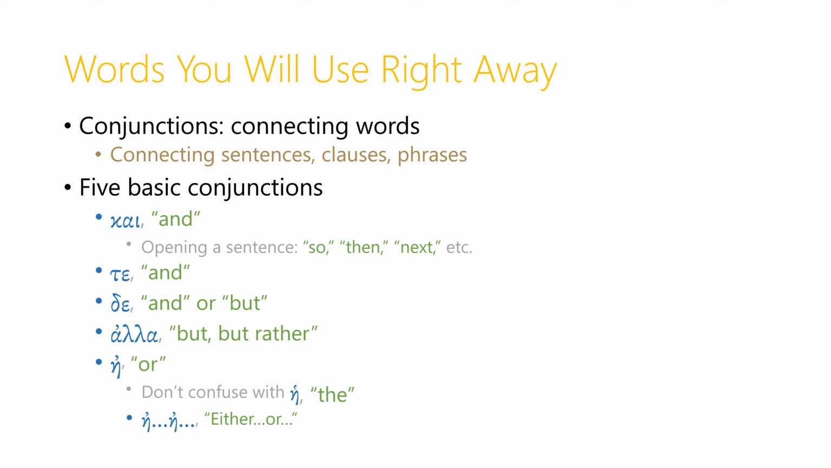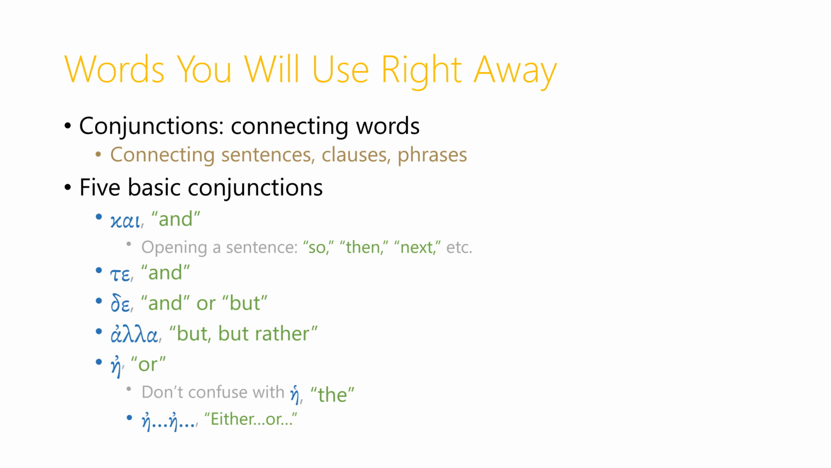But conjunctions can also connect phrases. So I could say, I'm going to the store and to the park. The conjunction and there in English connects the two phrases to the store and to the park.